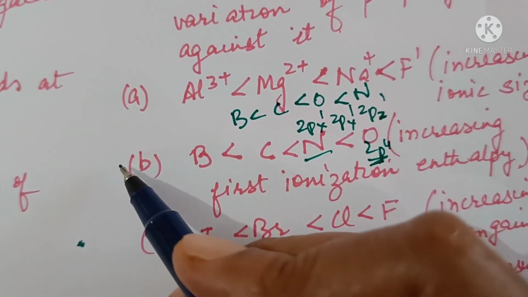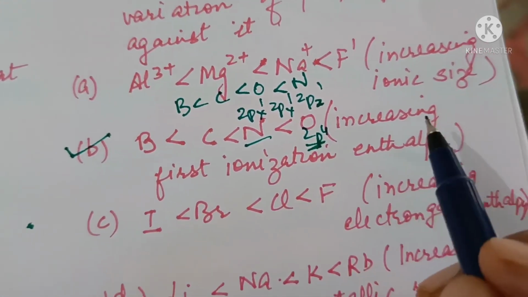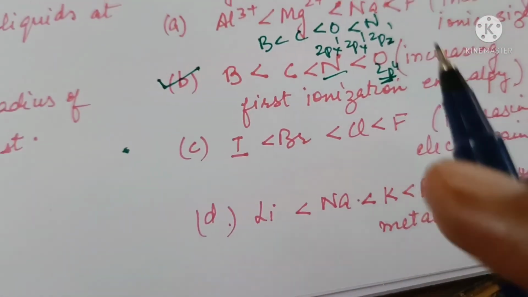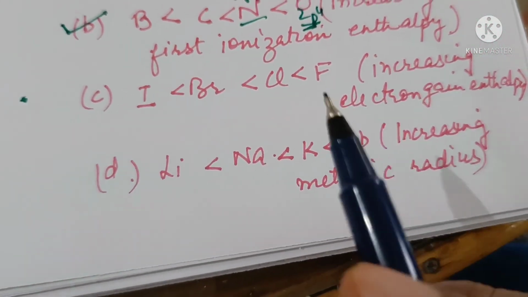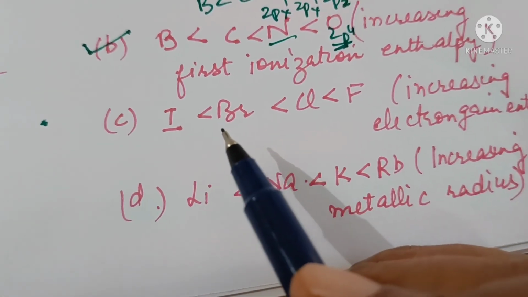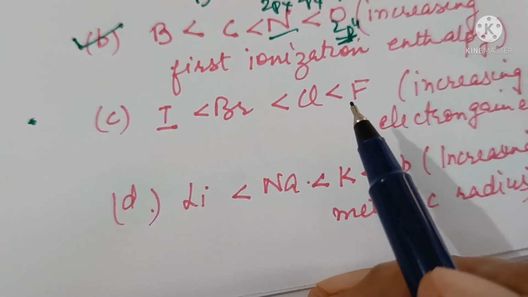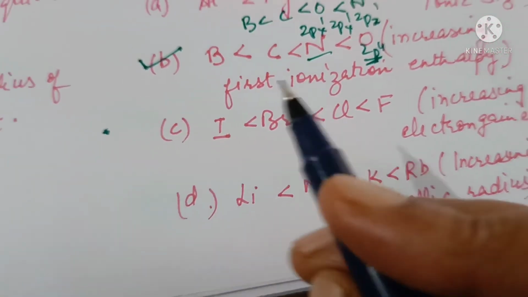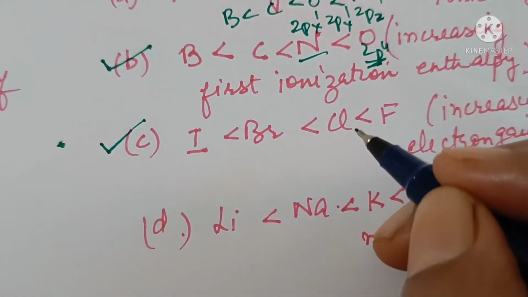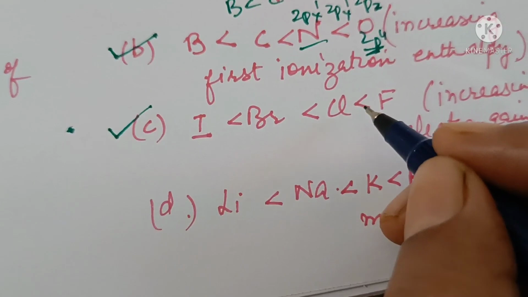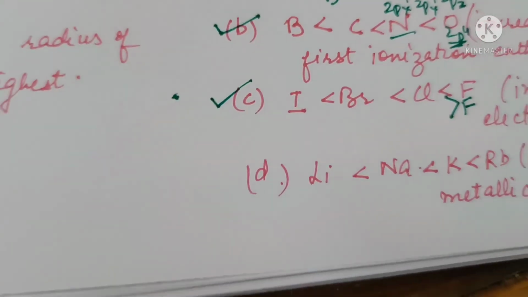So option B, the order does not agree with the property. Then increasing electron gain enthalpy: iodine is less than bromine, is less than chlorine, is less than fluorine. No, this also does not agree because the order for chlorine should be more than that for fluorine. That's all in today's video.